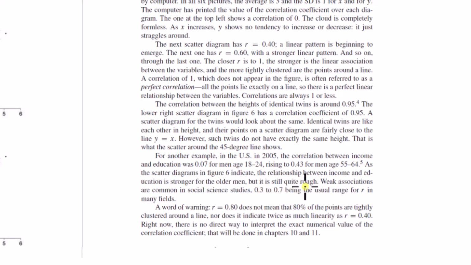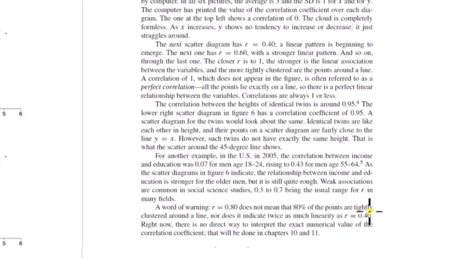It's still rough, but the correlation's stronger. Weak associations are common in social science studies, 0.3 to 0.7 being the usual range for R in many fields. A word of warning. R equal to 0.80 does not mean that 80% of the points are tightly clustered around a line, nor does it indicate twice as much linearity as R equal to 0.40. Right now, there is no direct way to interpret the exact numerical value of the correlation coefficient. That will be done in chapters 10 and 11.